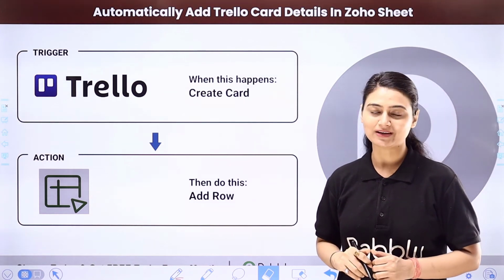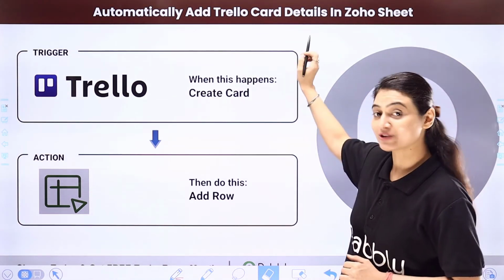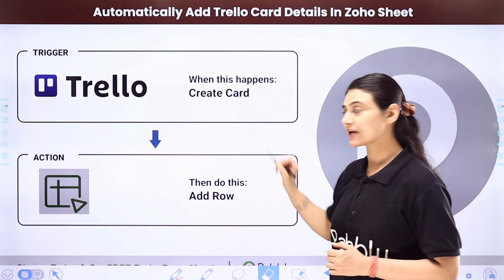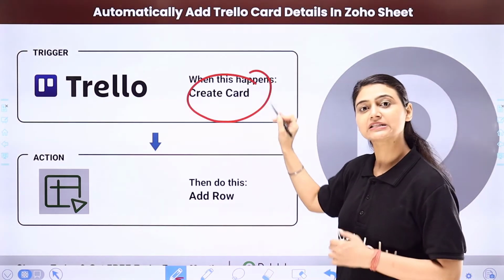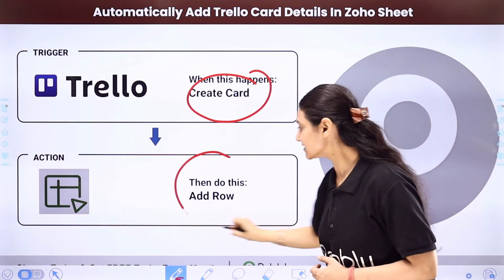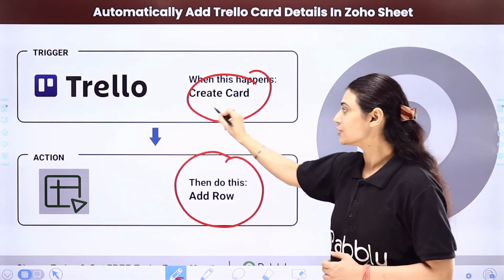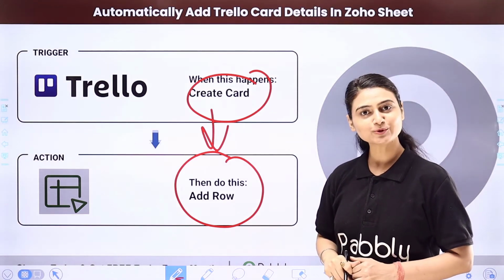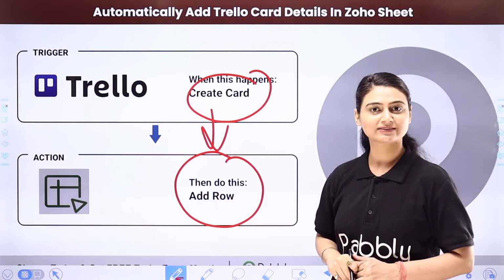In this video, we will learn how you can automatically add Trello card details in a Zoho sheet. So let's say you want every time you create a card in Trello, its details, the card details, to be added as a new row in a Zoho sheet. So we are going to automate this entire process using Pabbly Connect. Come to my screen to see how we do this.